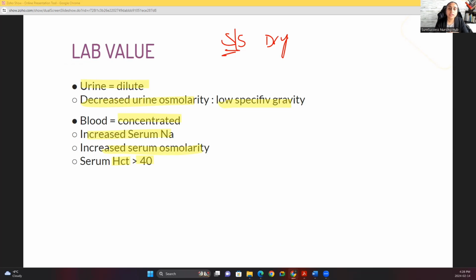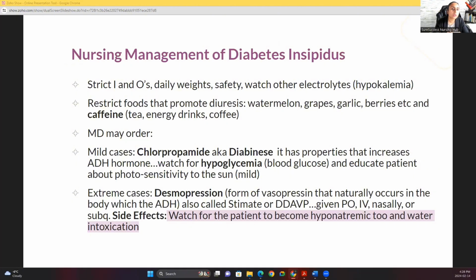All right. And dry inside is one of the signs, and the cause is decreased ADH. Decreased ADH. So what is the treatment? You will get the artificial ADH. And artificial ADH is vasopressin or desmopressin. All right. So strict intake output, daily weight, safety.